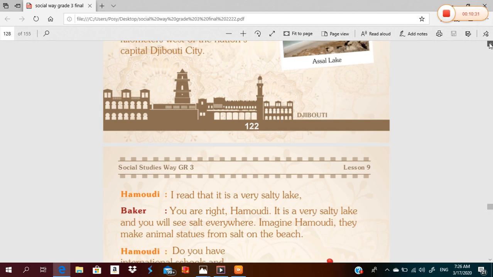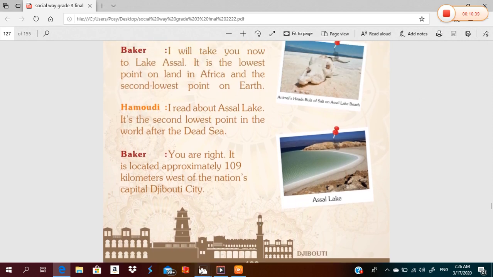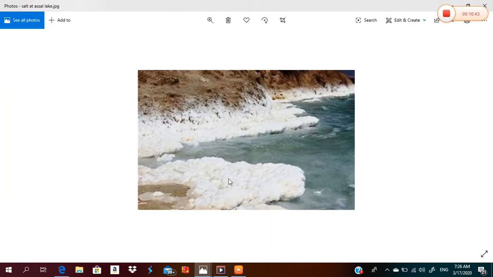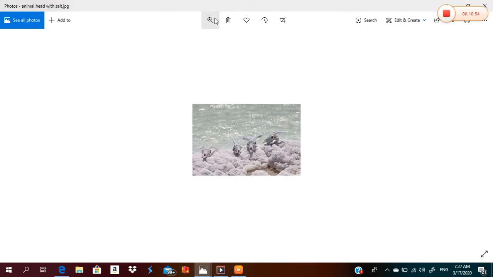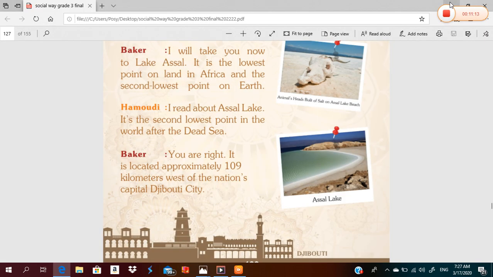Let's see. As I show you, this is the lake, and this is the salt. In Assal Lake, there is another picture of an animal's head that is made from the salt. This is the animal's head made from the salt. It's fantastic. And these pictures, and this is an animal head built with the salt.